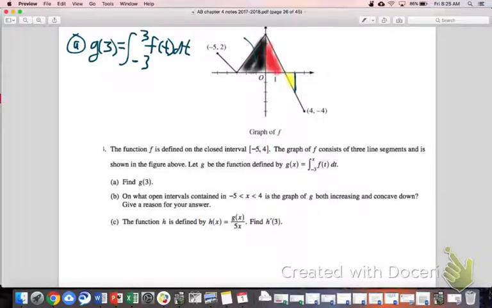Why do you separate it into 3? I don't know, I just did. That's just what struck me.